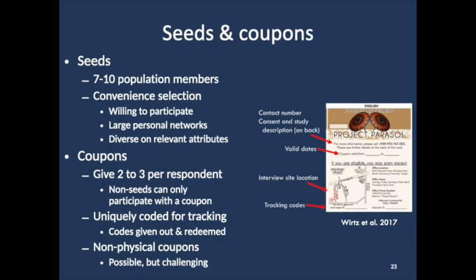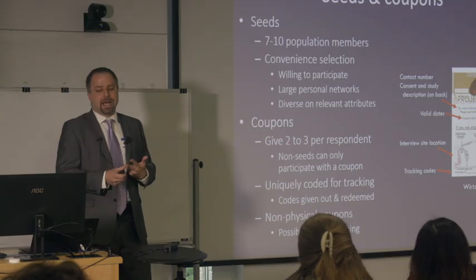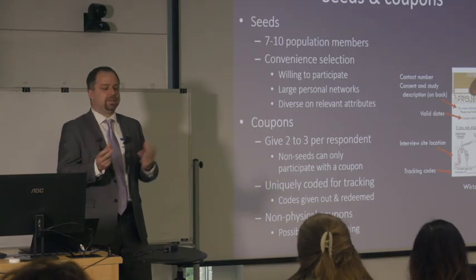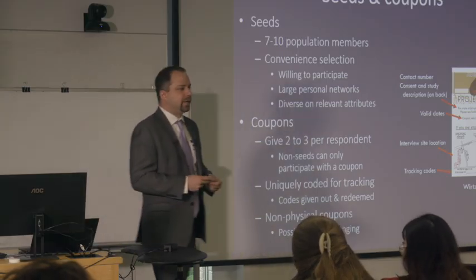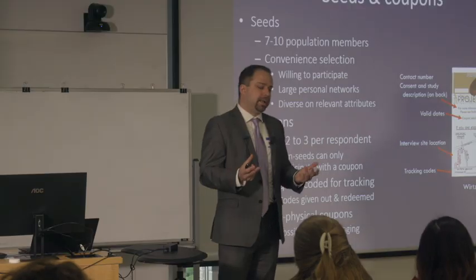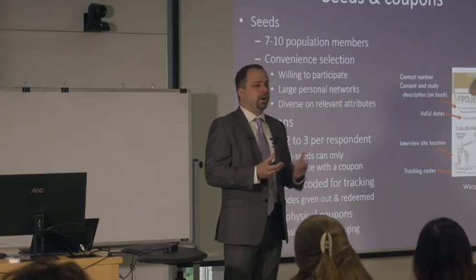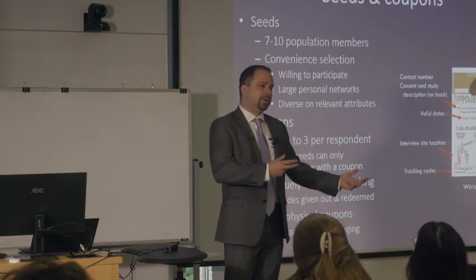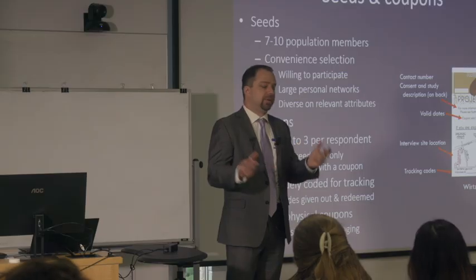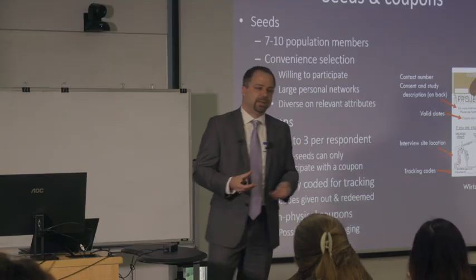As I mentioned, typically RDS starts with a group of seeds. The recommendation in classic literature is 7 to 10. And you usually try and target people that are in the population, have large personal networks, and are a little bit diverse on different attributes. So you might look at people who are in a clinic as well as people who are not in a clinic. Or you might look at people who've used drugs for a while versus newer entrants, and you try and diversify that initial seed population.